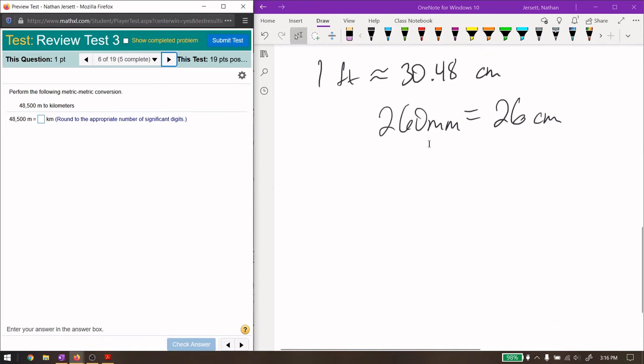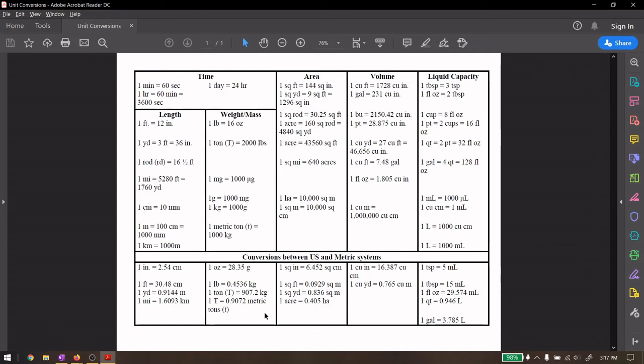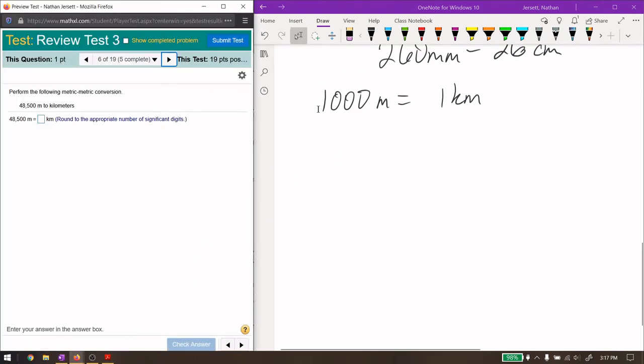All right, these are nice and simple. 1,000 meters equals 1 kilometer. That's on the conversion chart, but I believe it's going to be length measurements. Yep, 1 kilometer equals 1,000 meters. That's a pretty common unit conversion ratio with the metric system.